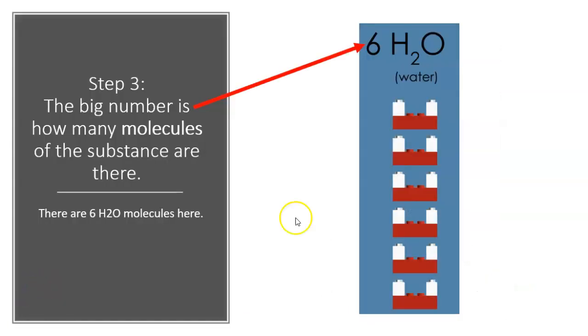Sometimes in chemical formulas, you're going to see a big number in front of the chemical formula. That big number stands for how many molecules there are of that substance. So for example, we all know that this is a molecule of water, H2O. The big 6 in front of H2O stands for 6 water molecules.